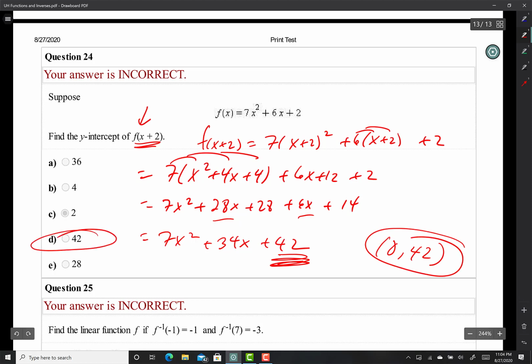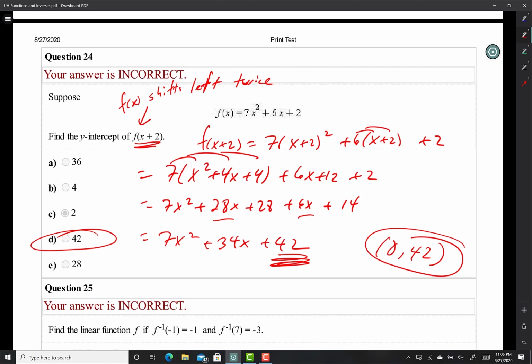You could have gotten the answer, guys, right off the bat, if you would have just realized that this means that f of x is shifted to the left. F of x shifts left twice. I might have accidentally said right earlier. Sorry if I said that, guys. F of x plus 2 moves f of x to the left twice.